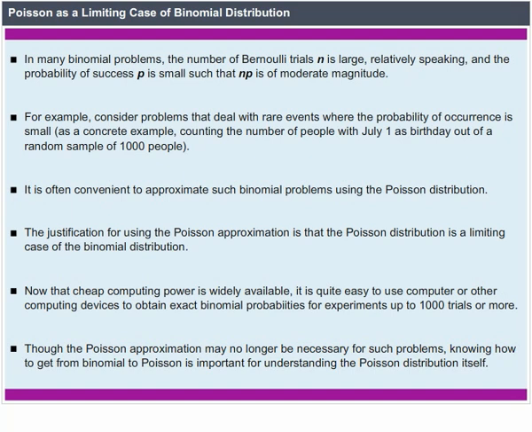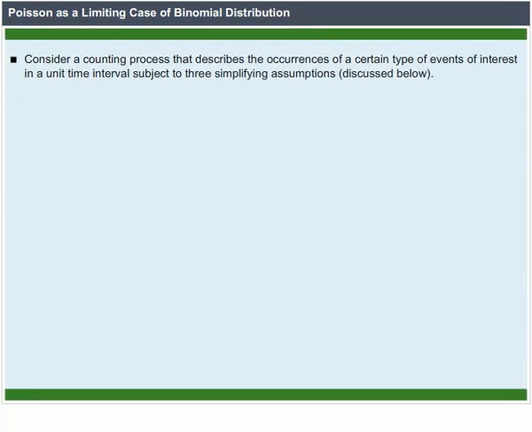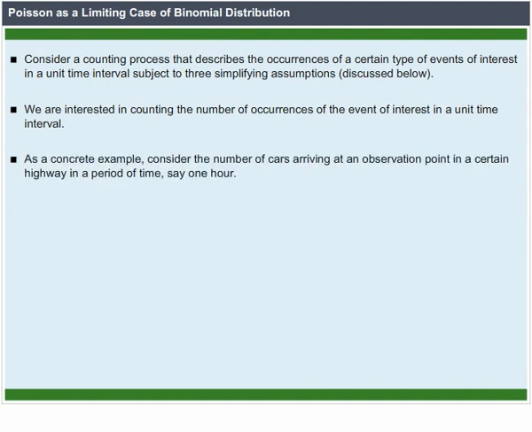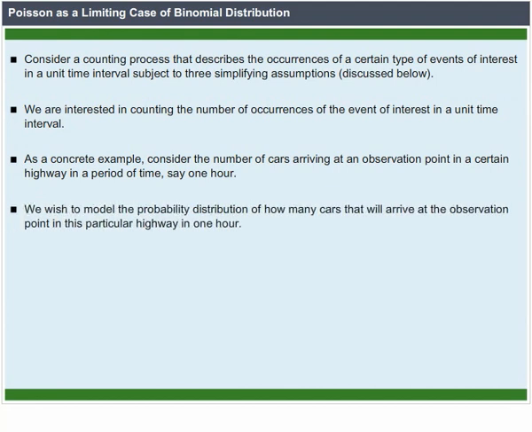Consider a counting process that describes the occurrences of a certain type of events of interest in a unit time interval, subject to 3 simplifying assumptions discussed below. We are interested in counting the number of occurrences of the event of interest in a unit time interval. As a concrete example, consider the number of cars arriving at an observation point on a certain highway in a period of time, say 1 hour. We wish to model the probability distribution of how many cars will arrive at the observation point on this particular highway in 1 hour.